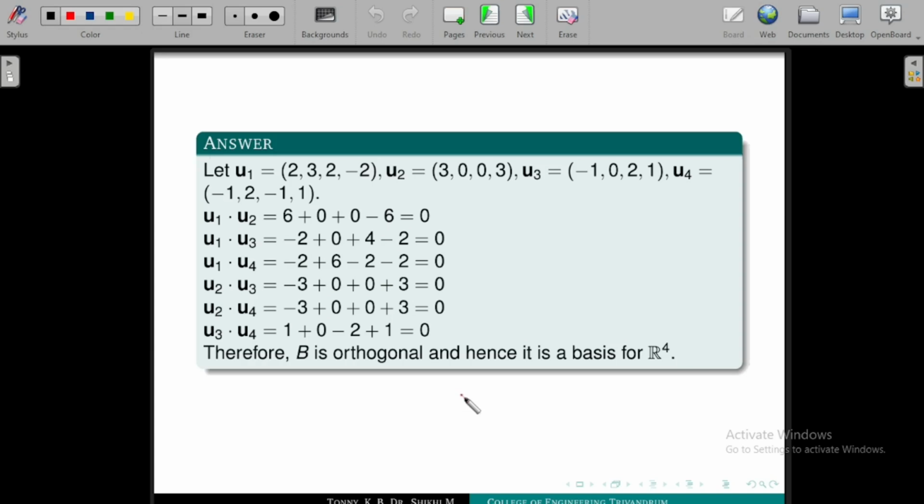And by the theorem, you can conclude that it is linearly independent. Since it is linearly independent and it contains 4 vectors and the basis of R4 already contains 4 vectors, therefore we can conclude that it spans R4 also, hence it is a basis for R4. So it is enough to check whether the set is an orthogonal set of vectors to show that it is a basis for R4.